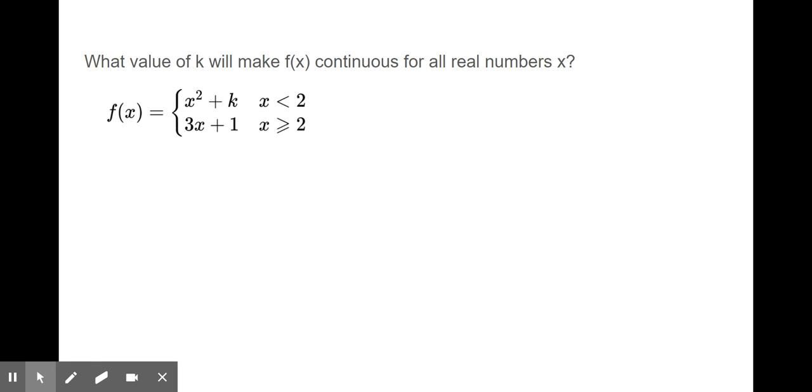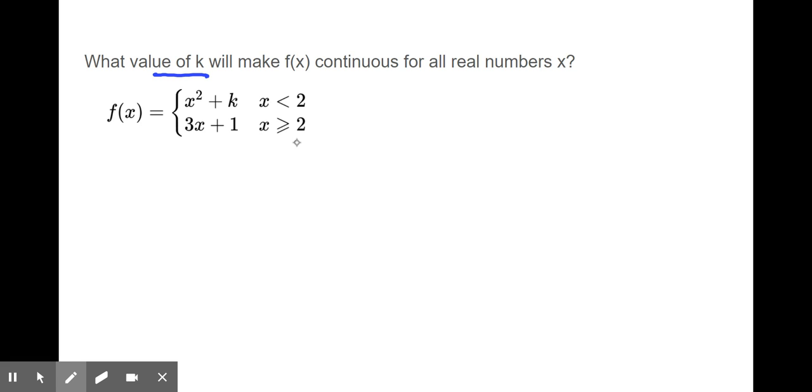So now what I want to know is what value of k will make f continuous for all real numbers. So the question is, k is a number, but I don't know what it is. But I want to make f continuous for all real numbers. So the question is, what do I make k? All right. Now you can guess, but you could be guessing all day, right? We don't want to do that. We want to be a little bit more strategic or smart about it.